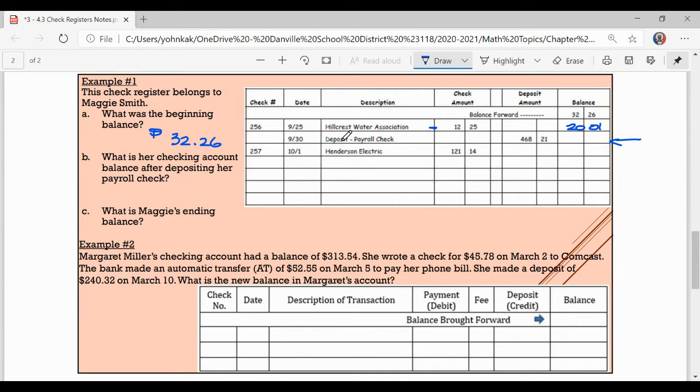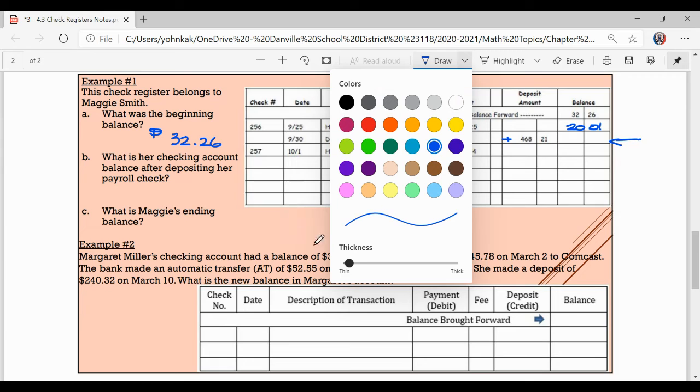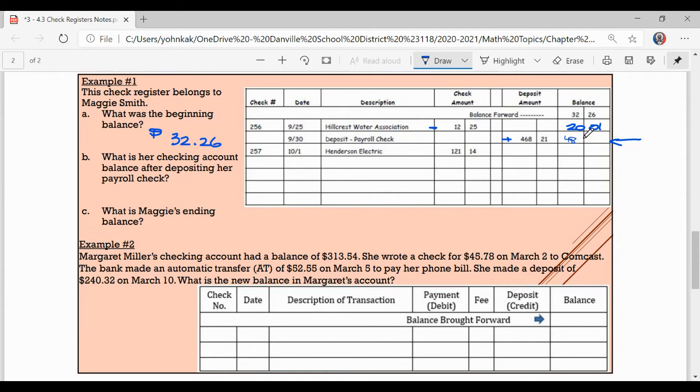Now she deposits a payroll check on September 30th for $468.21, so we're going to add that amount. If I do $20.01 plus $468.21, I get $488.22. Let's make this writing tinier and thinner. There we go. $488.22.